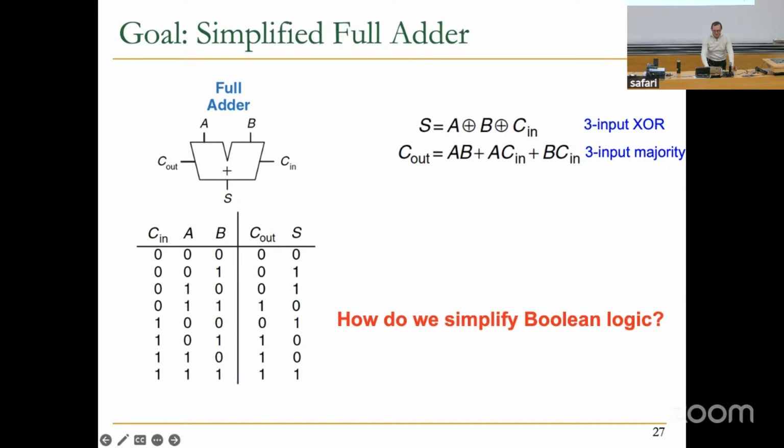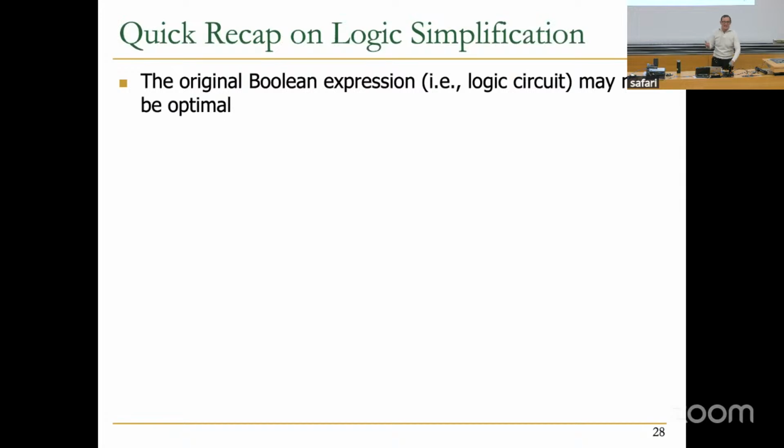So the sum bit is an XOR of A, B, C in, and the carry out bit is a 3-input majority function of A, B, C. And these are the simplified versions. Of course, you can express XOR with AND and NOT or just NOR gates, but I'm not going to do that over here. Okay, so automating simplification actually is important.